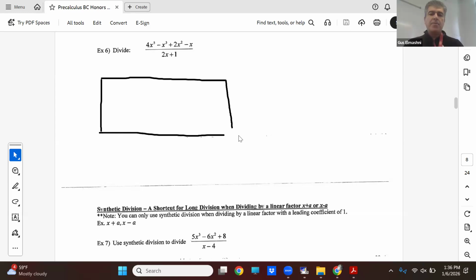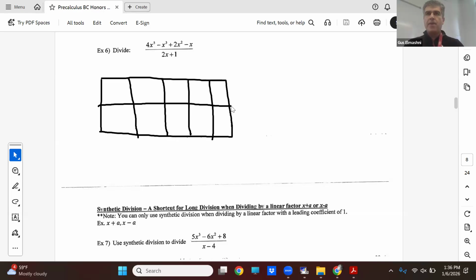By the way, depending on the degree is how many columns I make. If I see a degree 5, I'll do 5 columns or 4 partitions. And depending on the degree of the denominator, if I see like 2 terms, and of course if you skip a term, put 0 as a placeholder, I'll put 2 rows here. Okay, this gets to be pretty fun.